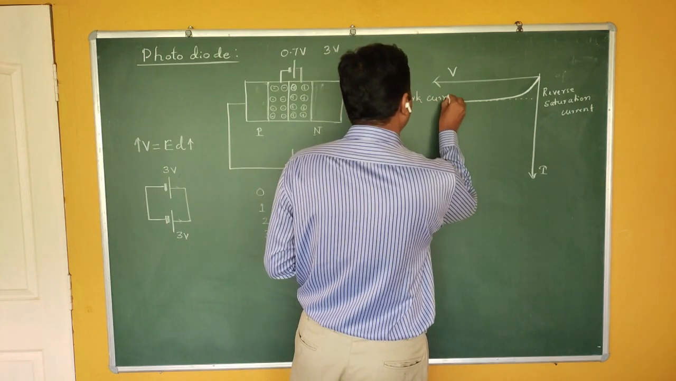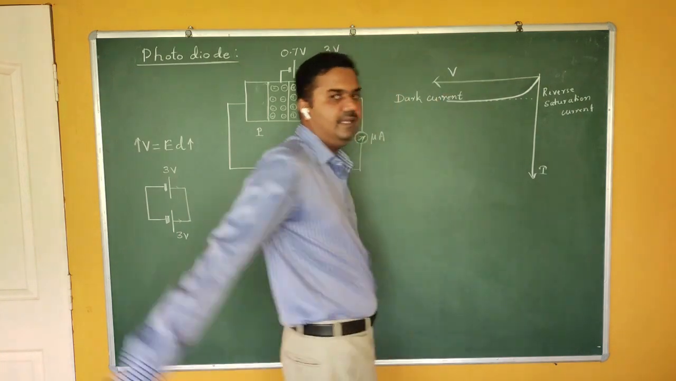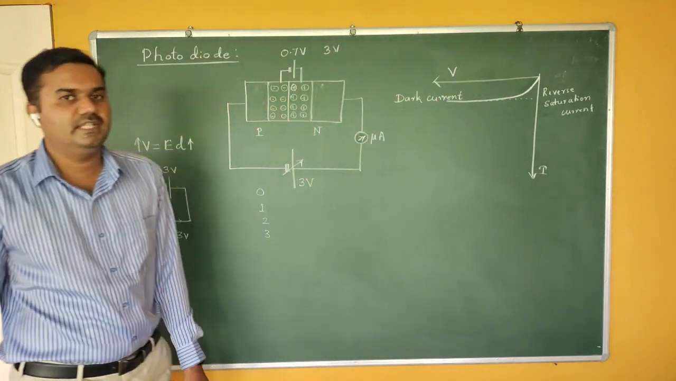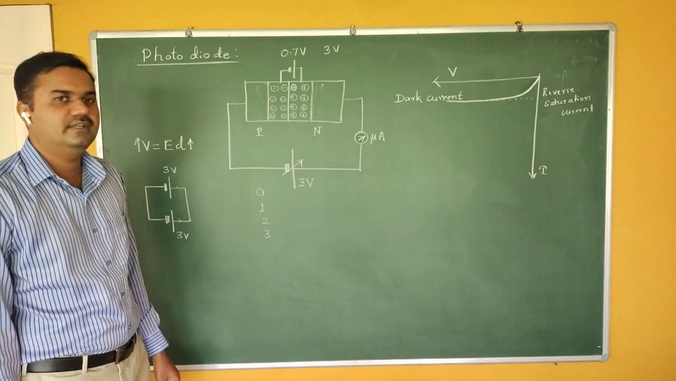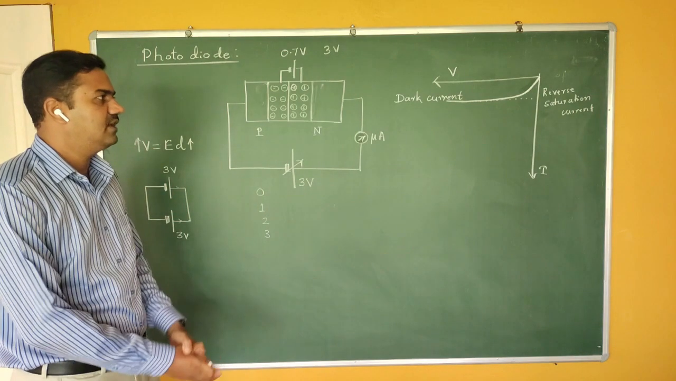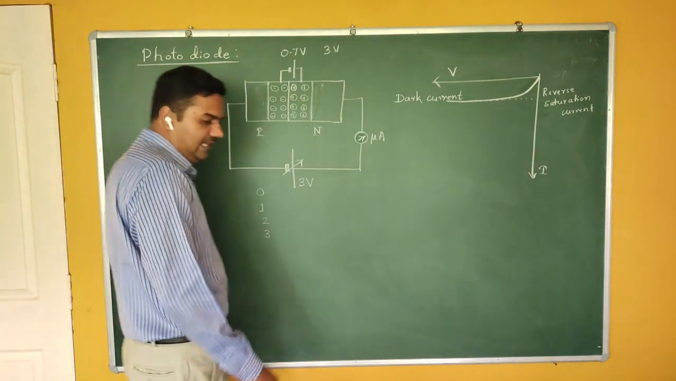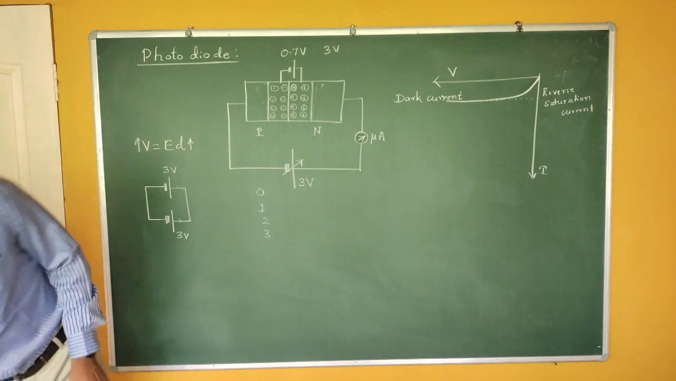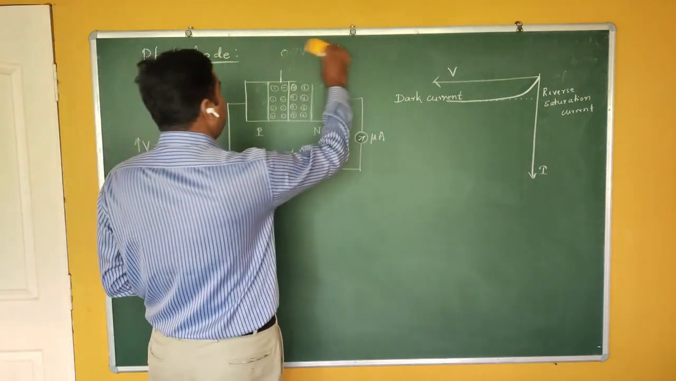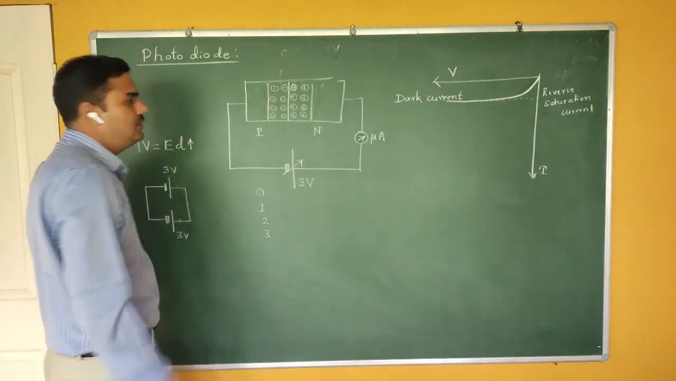Now, some current is already present in the semiconductor diode. You have not applied any light on the diode. Therefore, I call this current the dark current. Okay, so it is just some naming, they are calling it dark current. Now see, when light is incident on this particular diode, let me consider that the barrier potential is still 3 volt only.